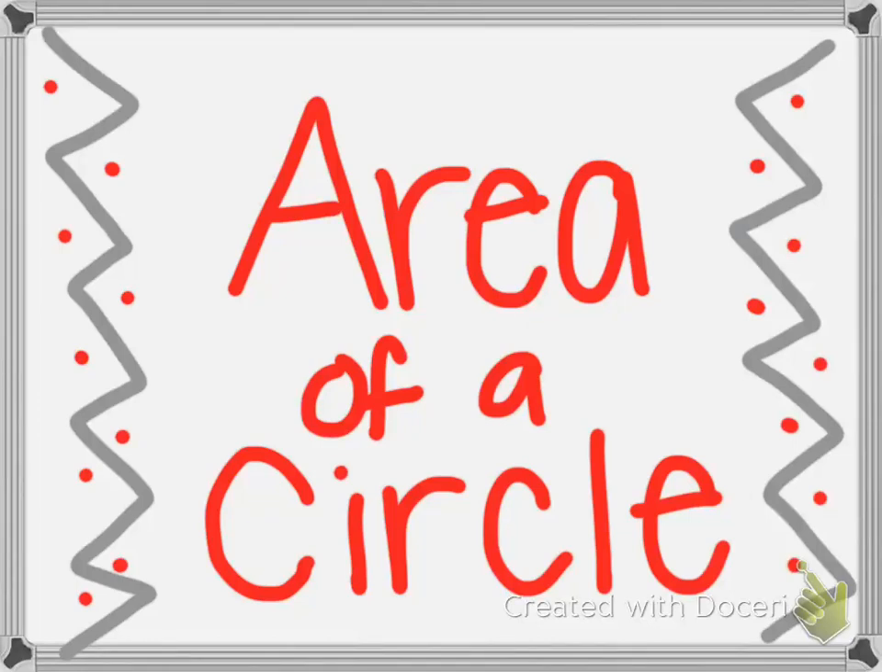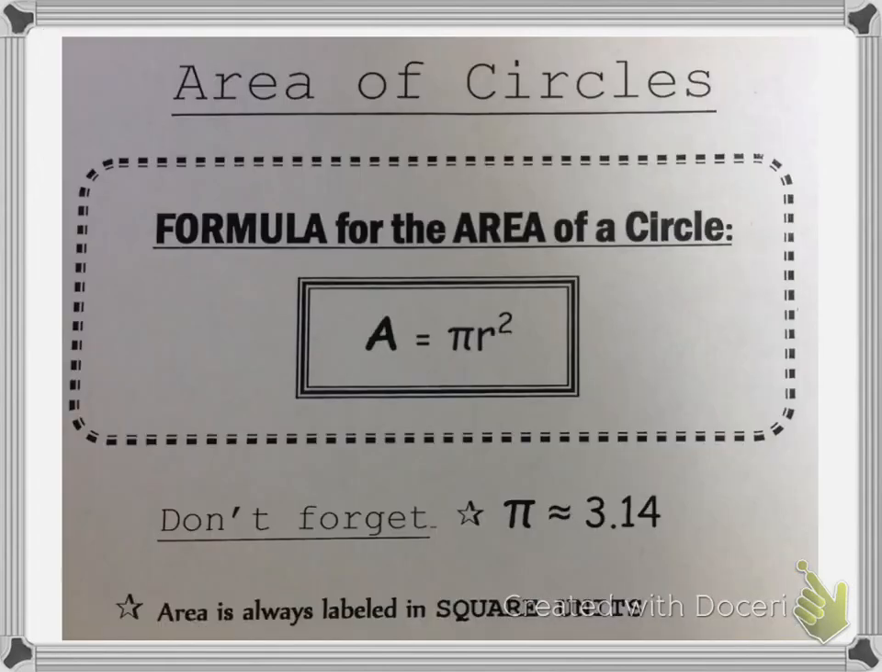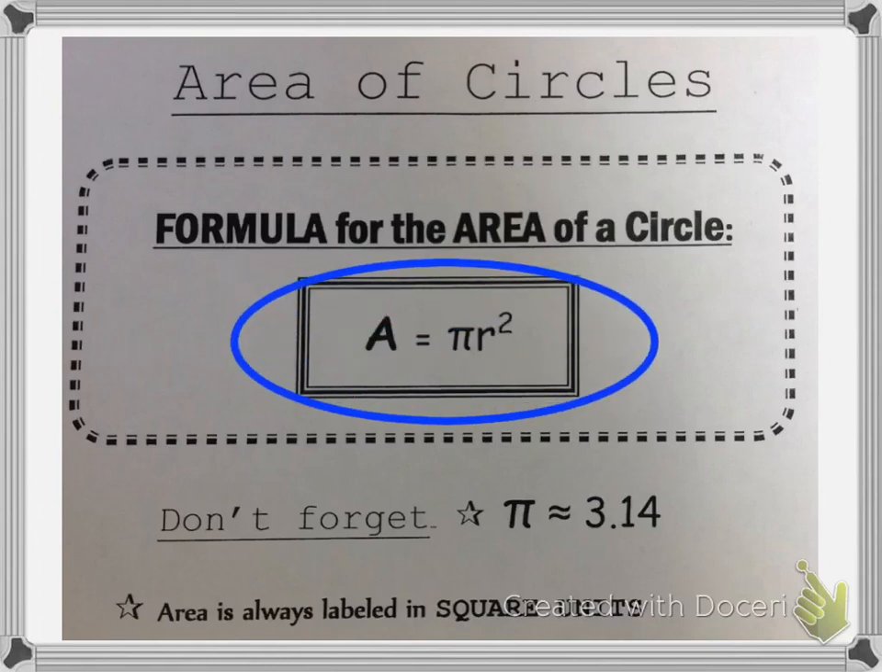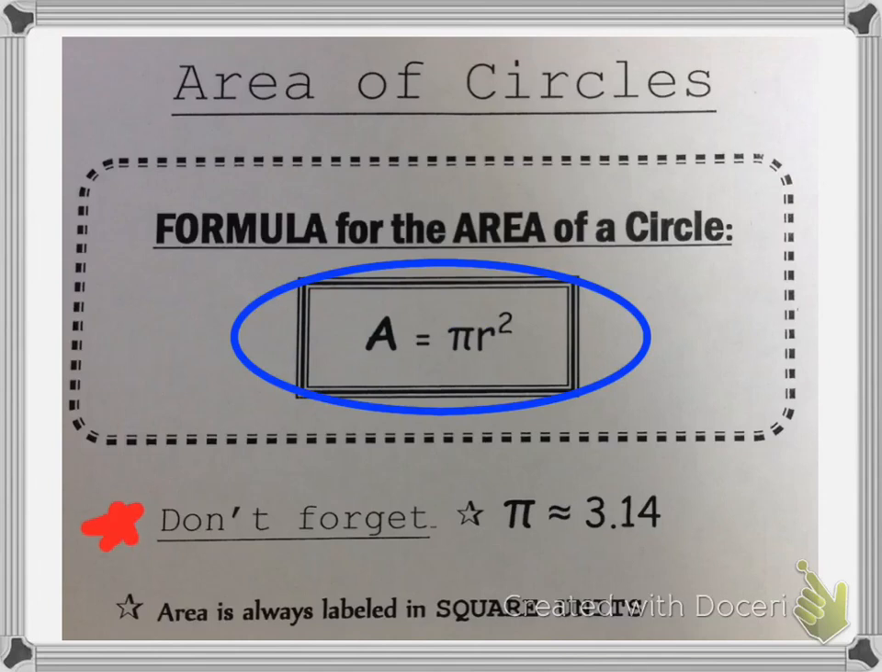Today we are going to learn how to solve for the area of a circle. For the area of circles, we have one formula. That formula is A equals pi r squared. So that's the formula we will be plugging in every time. And do not forget that pi equals 3.14.